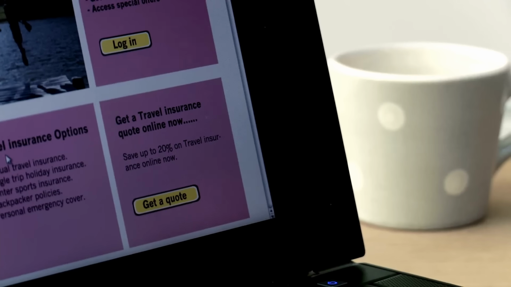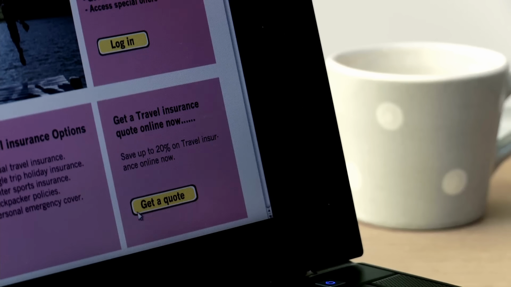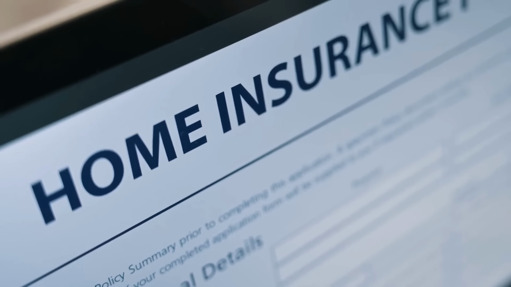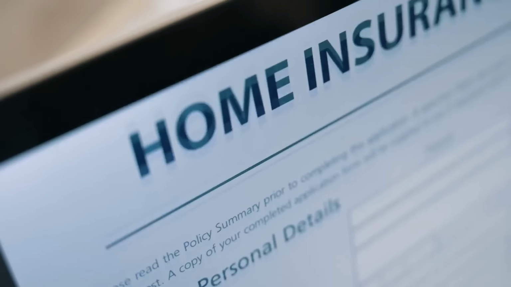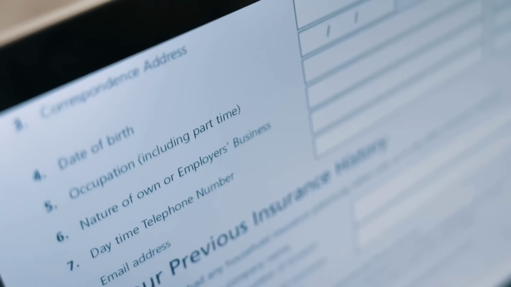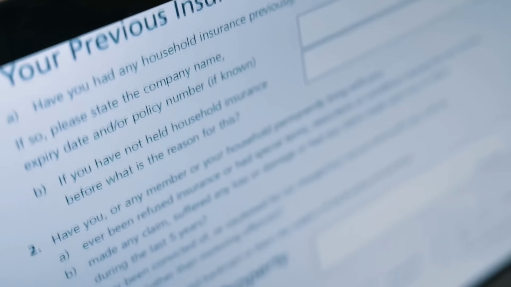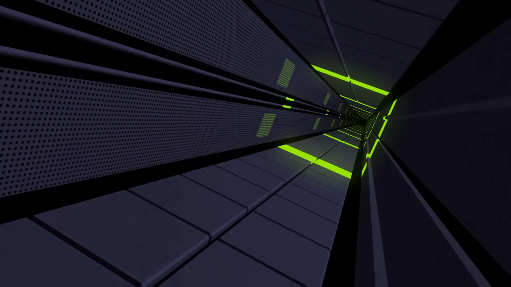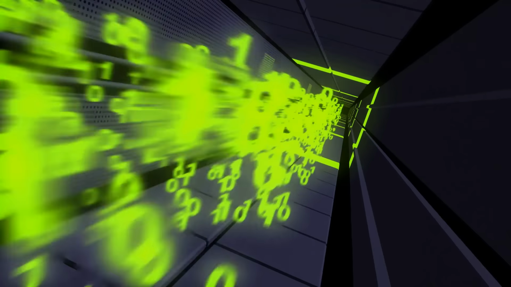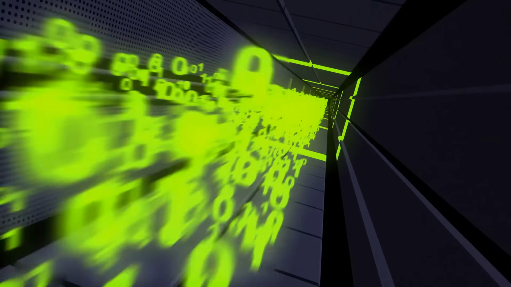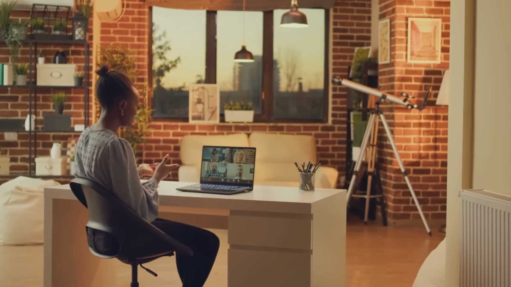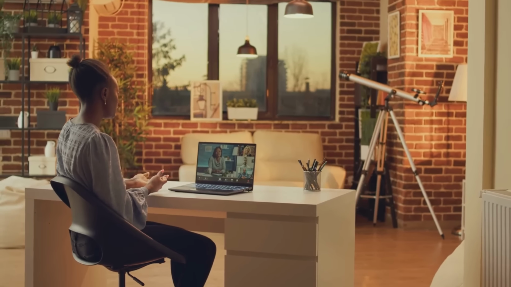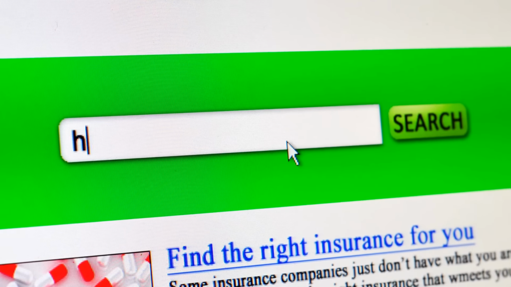Somewhere on the internet, a person fills out a short form asking for a car insurance quote. They enter their name, their zip code, their vehicle details, and their contact information, and they click Submit. Within seconds, that information has been packaged, priced, and sold to multiple insurance companies competing for the chance to speak to that person. The person asking for a quote has no idea this happened.